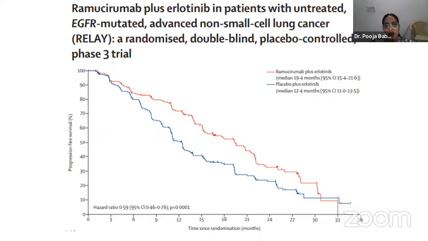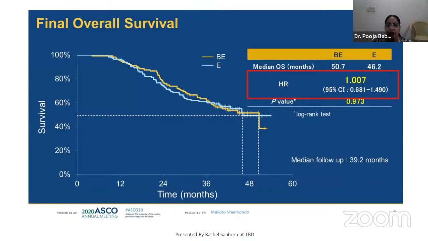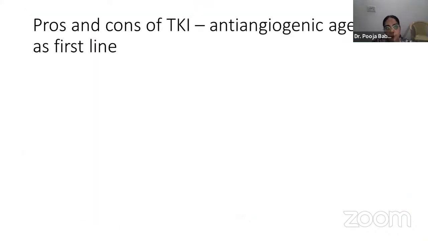So this is the first trial, ramucirumab plus erlotinib in untreated EGFR mutated advanced non-small cell lung cancer, which is a RELAY trial. With ramucirumab plus erlotinib, the median progression-free survival is quite impressive, 19 months versus 12 months in placebo plus erlotinib. Even the median OS, though it was not significant, numerically it was close to 51 months, which we have seen in the Japanese trial, NEJ-009, for first generation TKI with chemotherapy.